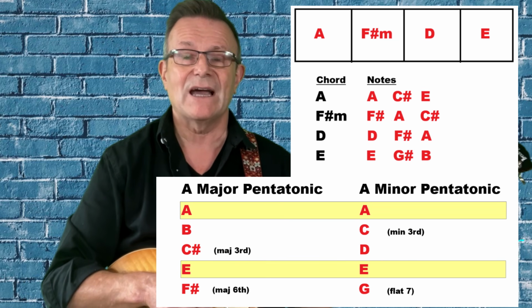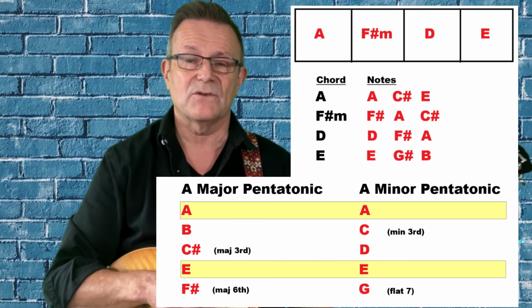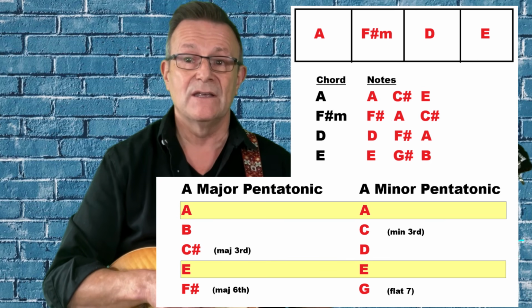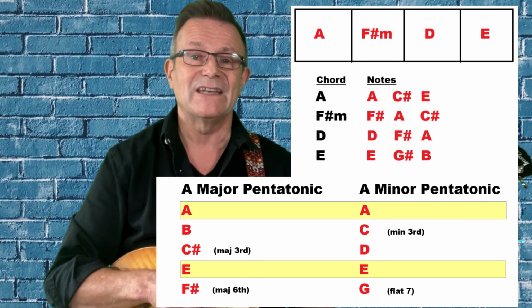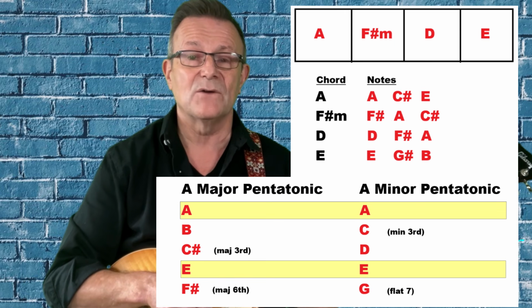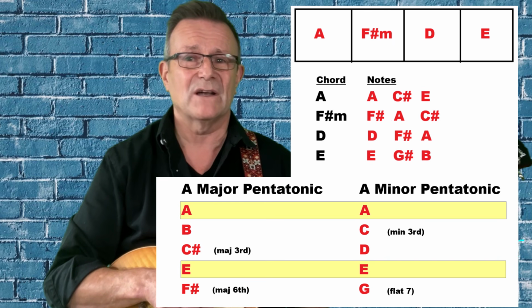But if we now look at the A minor pentatonic scale, it contains a C, which is the flat third or minor third, and the G, which is the flat 7. And neither of those notes are in any of the underlying chords. And when those two notes are played over a very upbeat and happy sounding major chord sequence like this, to my ears at least, they sound quite uncomfortable.